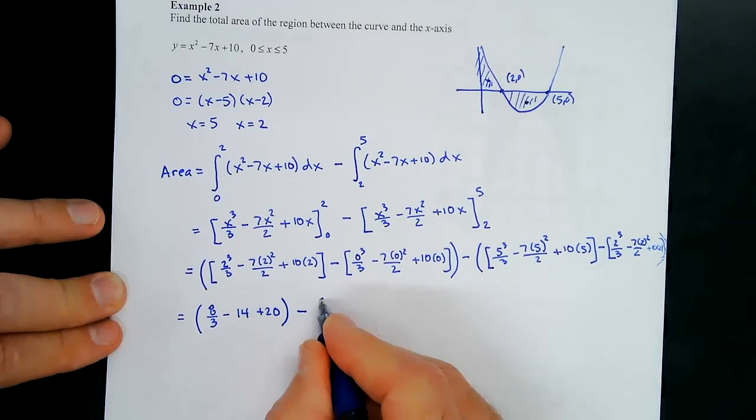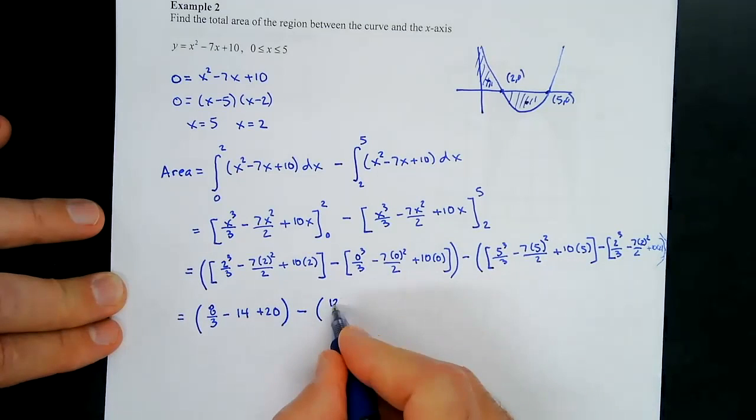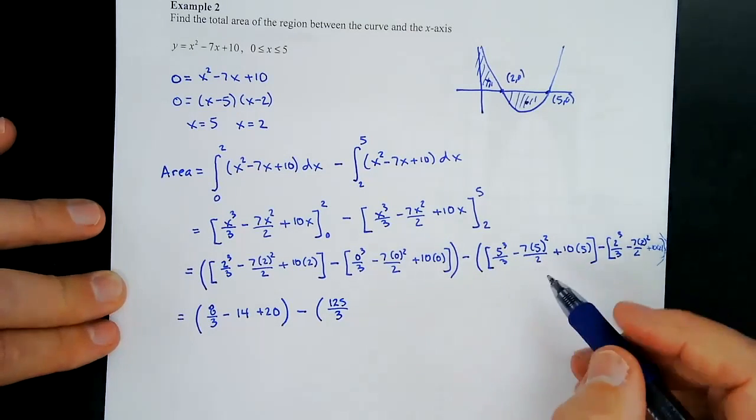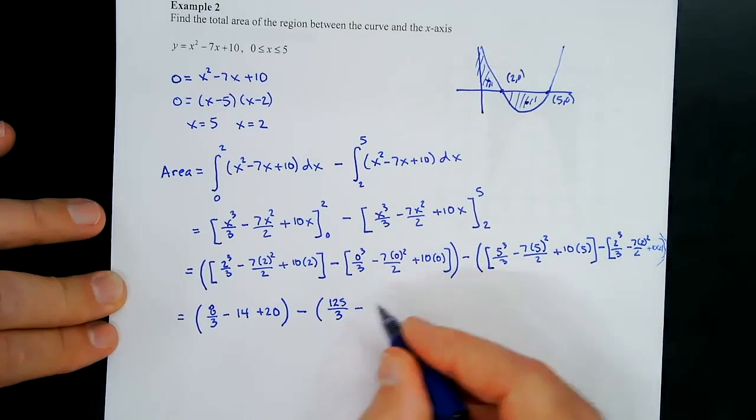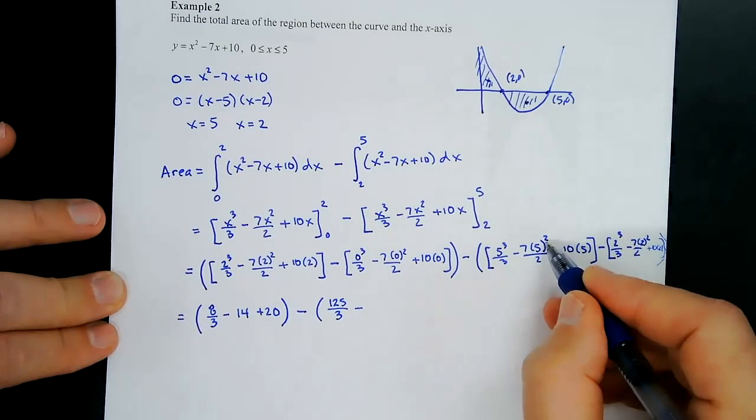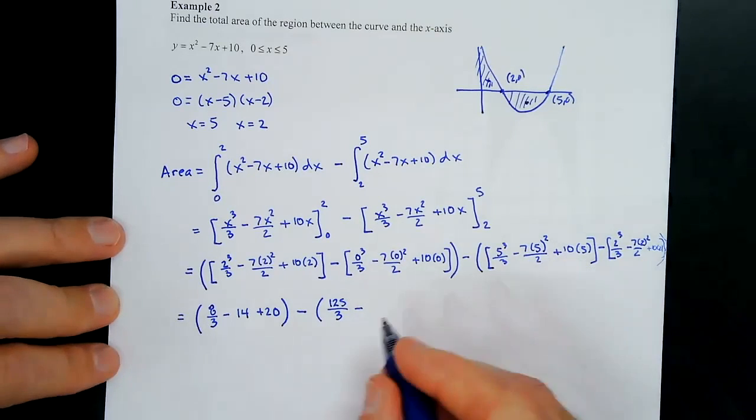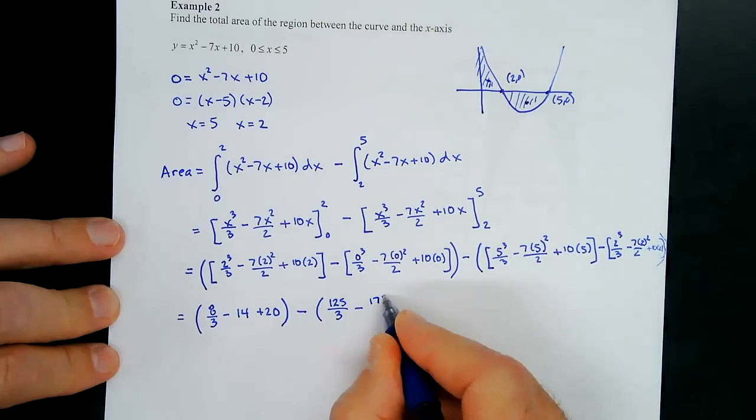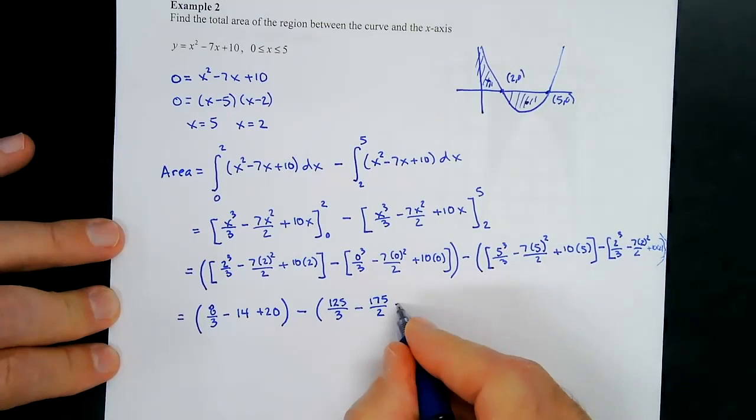And then minus, and then in here in the parentheses, we have 125/3. And then this one's going to be, and then we have minus because of the minus right there. Okay. And this is going to be 25 times 7, which is 175 halves. So minus 175 halves plus the 50.